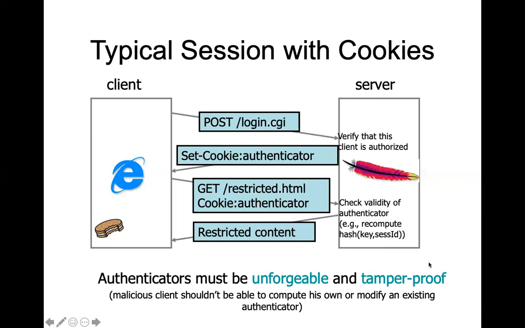It's also tamper proof, right? I mean, it should be tamper proof, and that is obtained by using a hash, right? Because a strong hash function is supposed to be hard to guess. I mean, you should not be able to produce the plain text that produces the same hash, and so that provides the tamper proof property. So the malicious client is not able to compute or modify a cookie on their own.